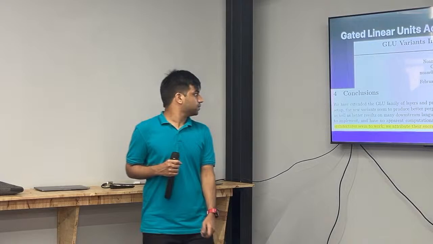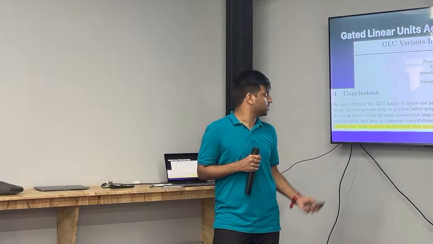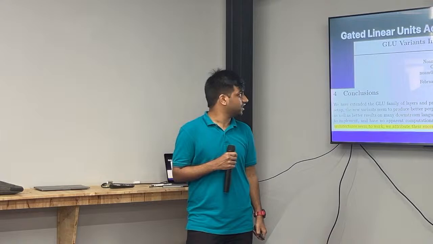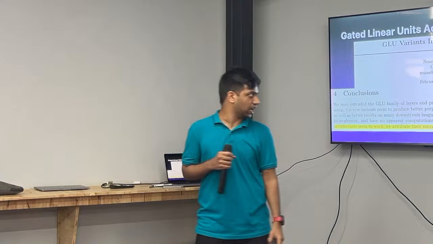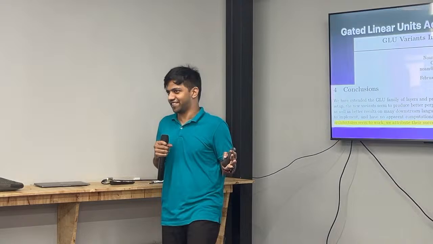Now this is a very interesting thing that I wanted to show you guys about how good of an understanding we have about these models. This is from a paper called Gated Linear Units used in transformers. This particular one is called the SwiGLU function that is used in the Llama set of models. And as you can see in the paper's conclusion, the authors, instead of giving an explanation of why this works so well, say: we have no clue why this works. So that is how good of an understanding we have about these models.